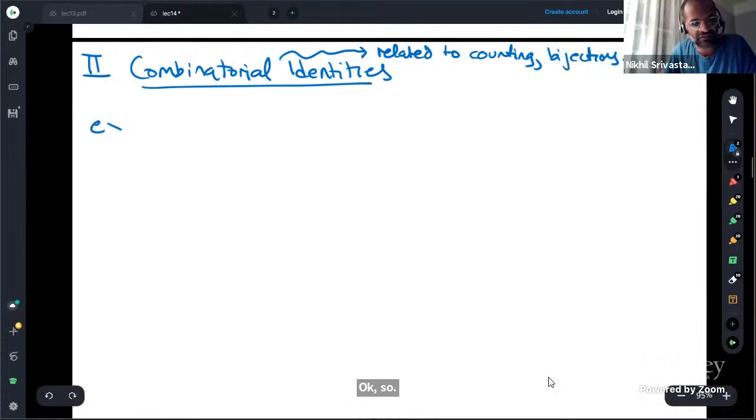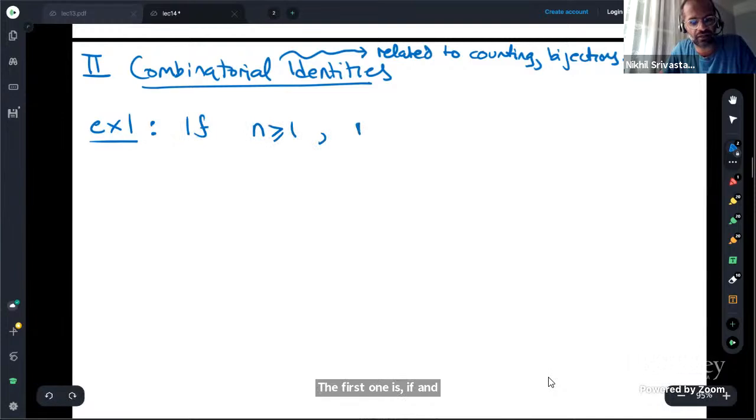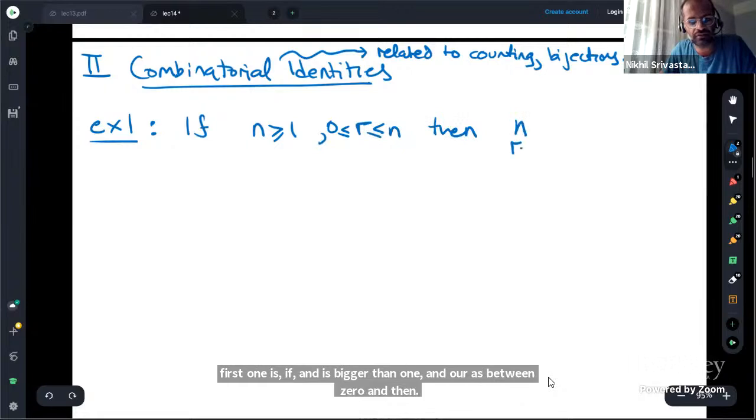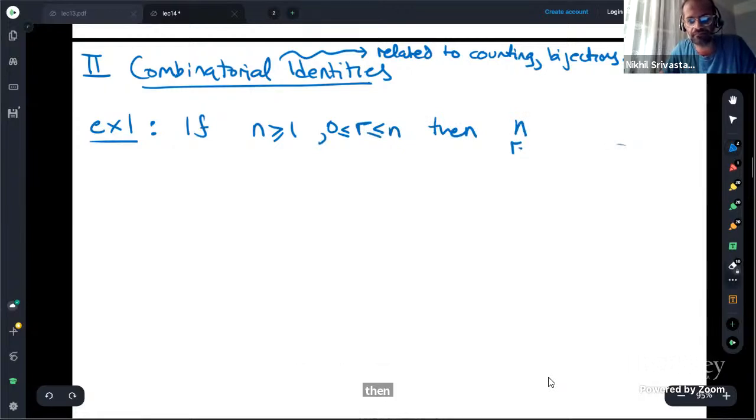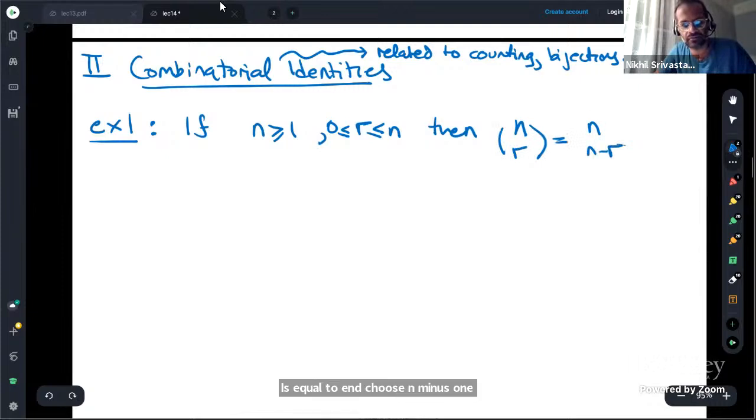Okay, so let's start off with an easy one. The first one is if n is bigger than 1 and r is between 0 and n, then n choose r is equal to n choose n minus r.